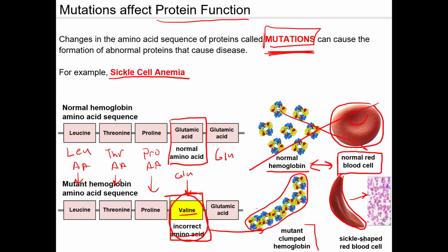And because we have that sickle shape, again, it's going to be changing the function drastically, causing lots of health issues. It can cause blood clots. It can cause people to be very short of breath. It could cause life expectancy to decrease, things like that.